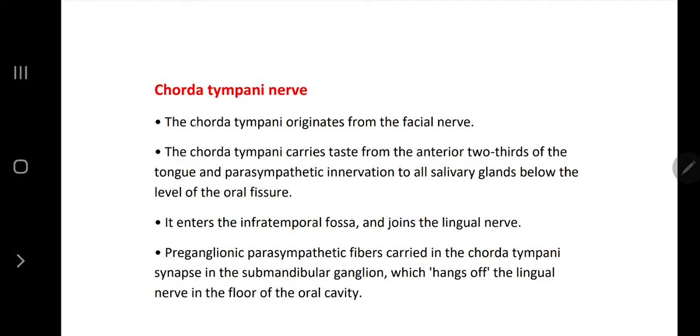The chorda tympani nerve. The chorda tympani originates from the facial nerve and carries taste from the anterior two-thirds of the tongue, and the parasympathetic innervation of all salivary glands below the level of the oral fissure. It enters the infratemporal fossa and joins the lingual nerve.